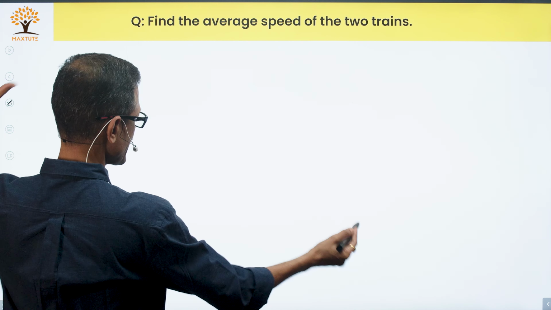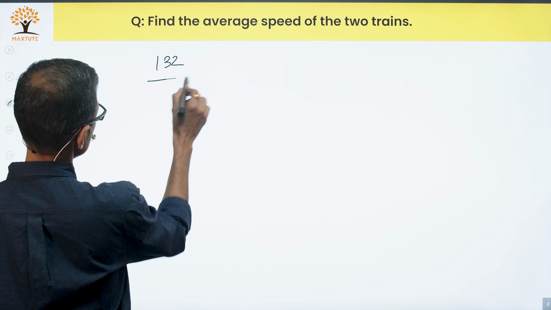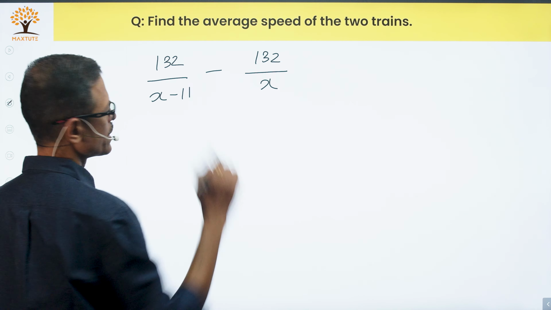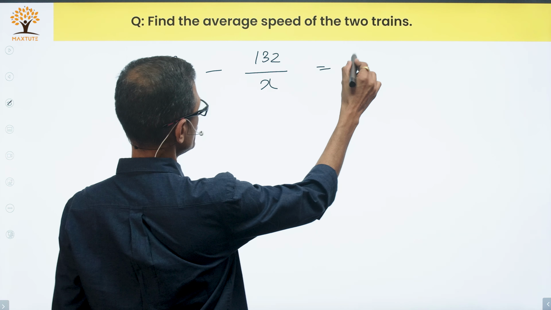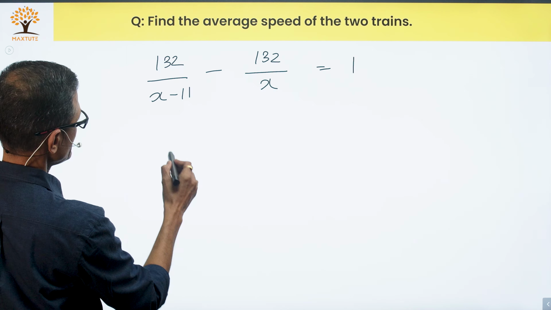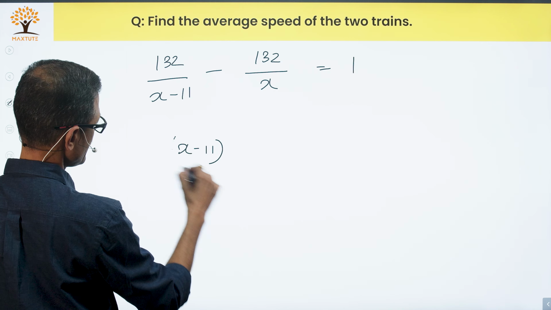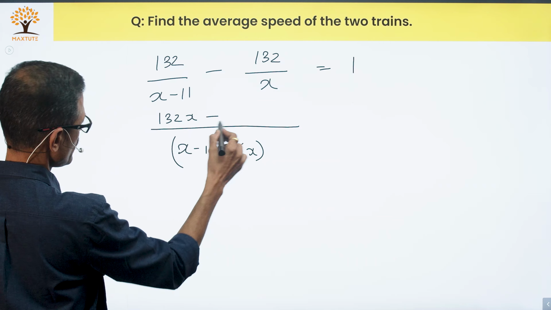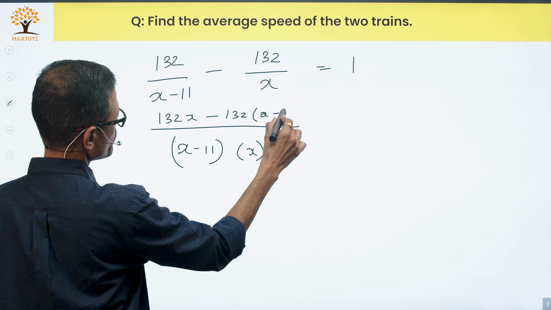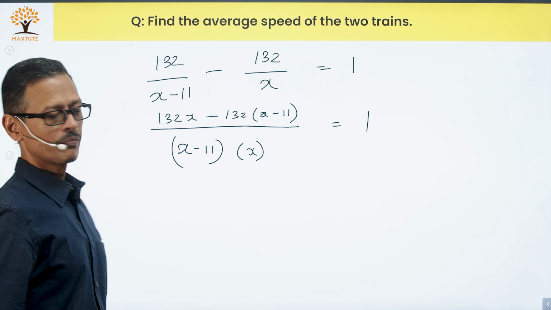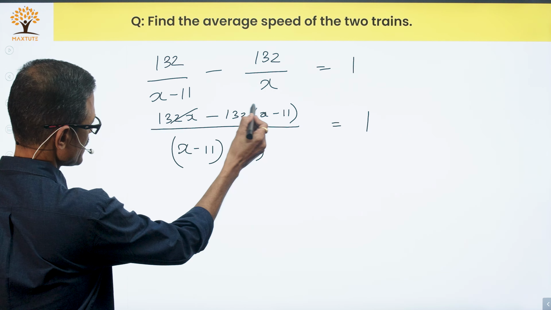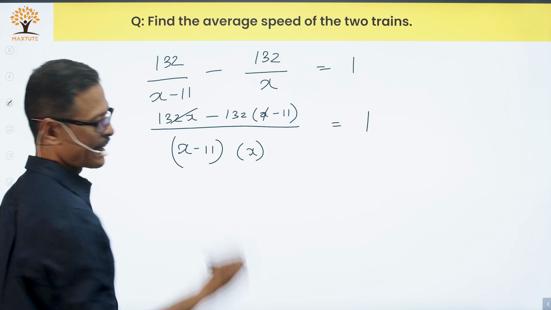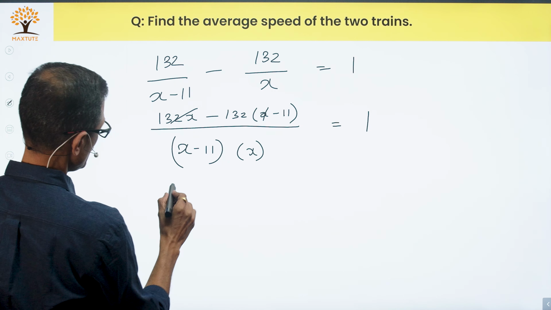So let's write that time taken by the passenger train is 132 by x minus 11, minus the time taken by the express train, which is 132 by x, is equal to 1. X minus 11 into x is the common denominator. So this is going to become 132x minus 132 into x minus 11 is equal to 1. 132x minus 132x gets cancelled. Minus 132 into minus 11 is 132 into 11.